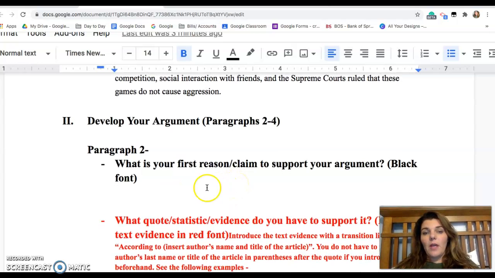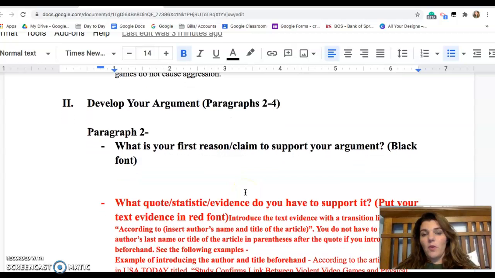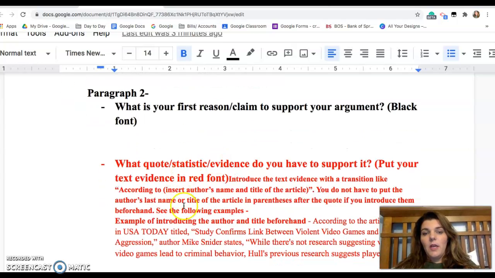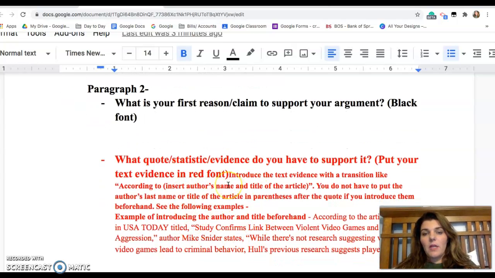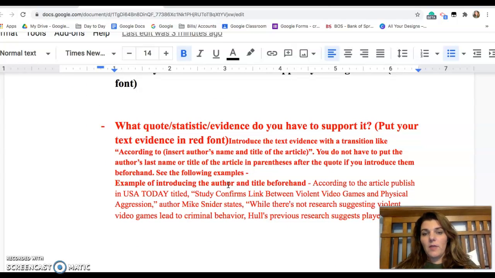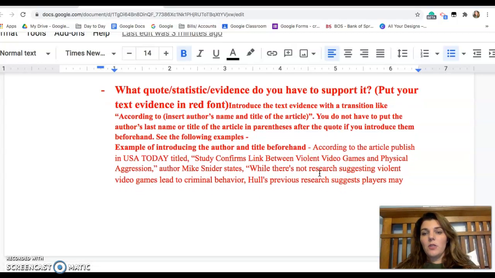You could talk about the competition and how competition is good for kids, how it motivates them to do better. So you would give your first reason about how it's healthy competition. Then you give me some text evidence. Now, there's a couple of ways that you can put text evidence in your body paragraph. You can introduce the title and the author of the article first.